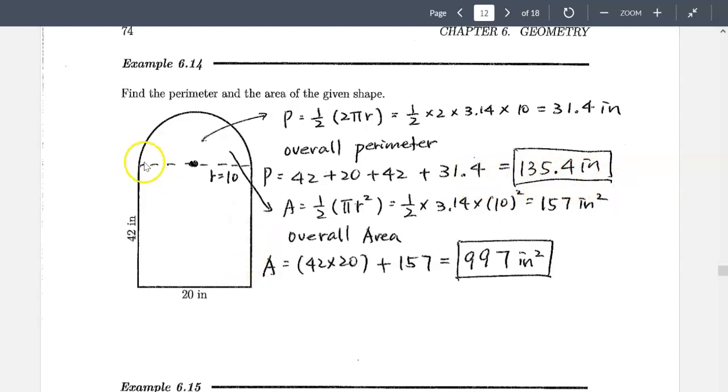Now off to area. Again, it's half of a circle, so area is half pi r squared. 1/2 times 3.14 times 10 squared equals 157 inches squared. And the rectangle on the bottom is 42 by 20, so 42 times 20 plus the 157 for the semicircle, together is 997 inches squared.